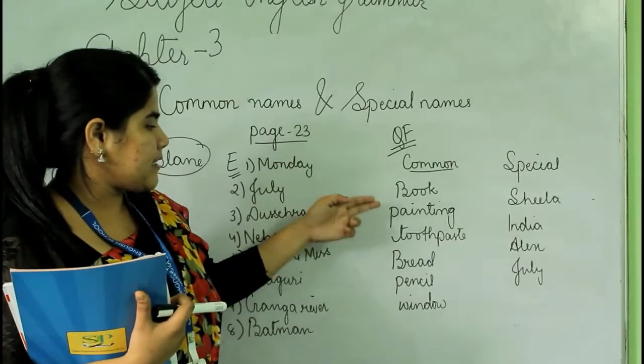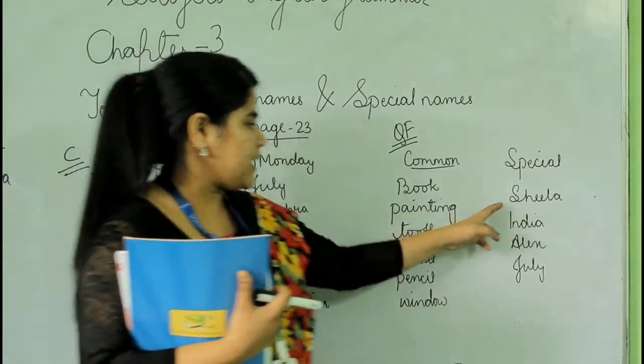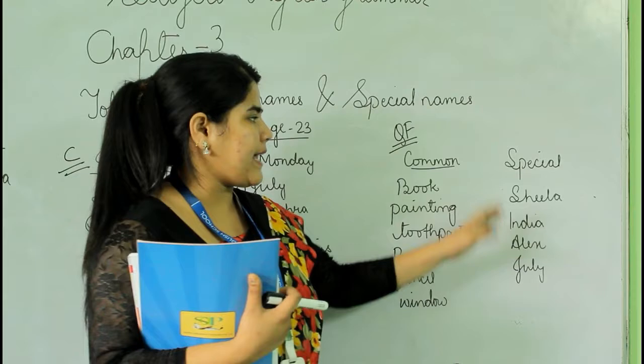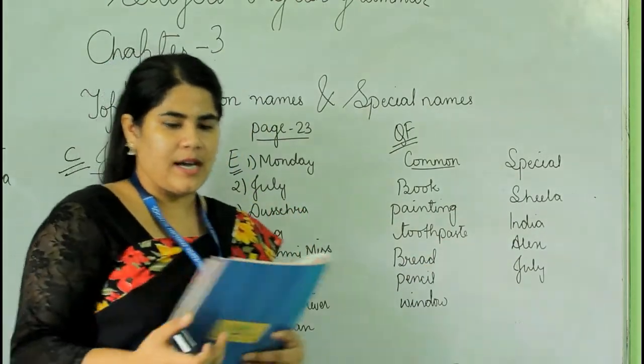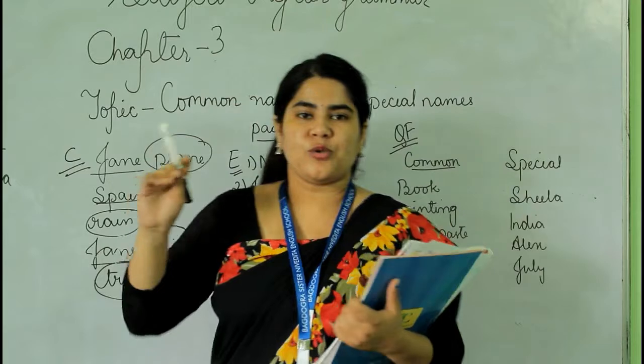Now have a look at the board. Book, painting, toothpaste, bread, pencil, window come under common. Sheila, India, Alex, July come under special name. Okay. So in this way you have to do the exercise of chapters 1, 2 and 3.